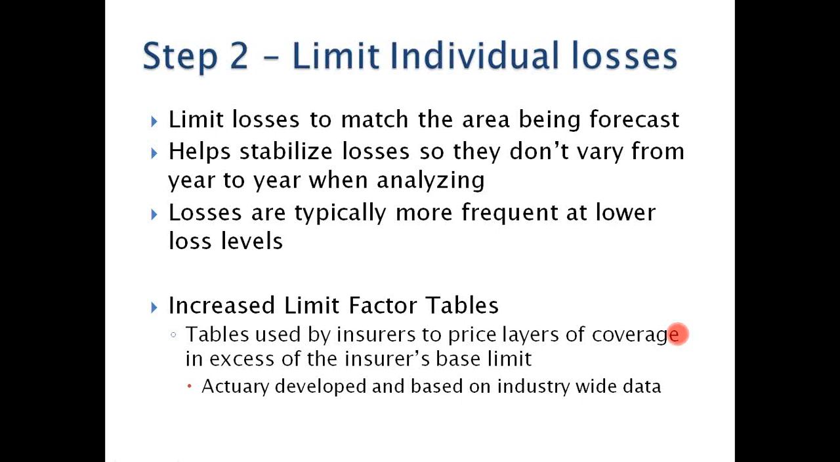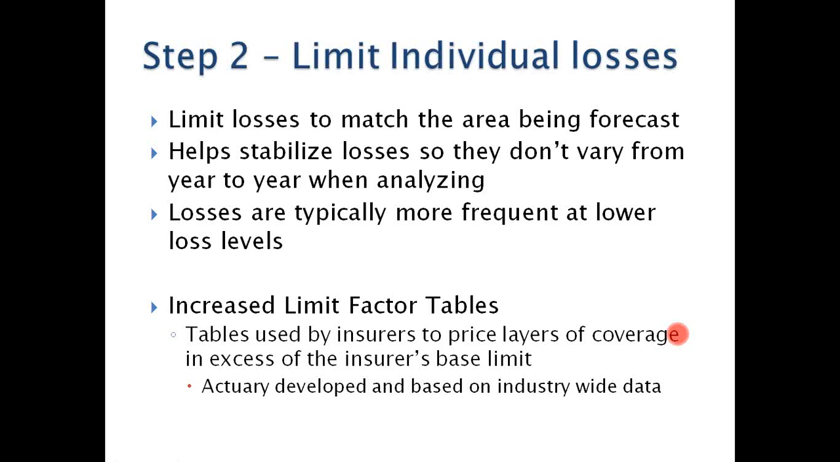The second step is limit individual losses. So when we talk about limiting individual losses, why do we want to do it? So limit losses to match the area being forecast. It will help stabilize losses so they don't vary from year to year when analyzing. And usually that's done with what the deductible is, or what your self-insured retention level will be, is usually what those claims are capped at, because that's what you're going to ultimately be paying. And also it's the whole issue of outliers, and that's why limiting is important.